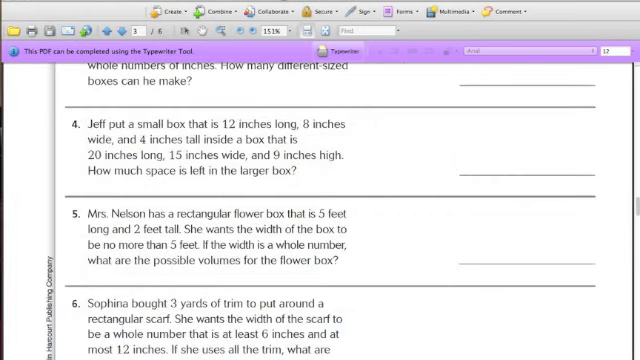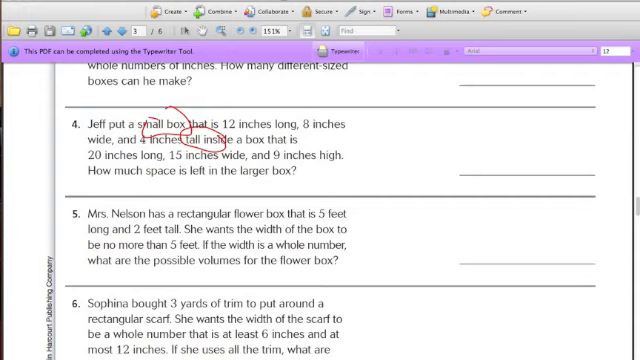On number 4 of that same page, Jeff has a small box. He has a small box that's 12 by 8 by 4. He has a taller box that's 20 by 15 by 9. If he puts the small box down inside the large box, how much room is he going to have left to add stuff? So if this was a small cereal box and a large cereal box, and he put the one down inside the other, how much room would he have?